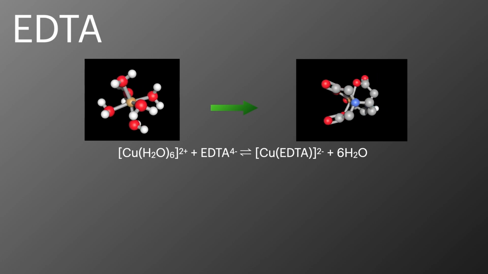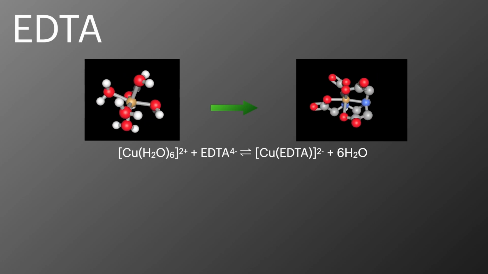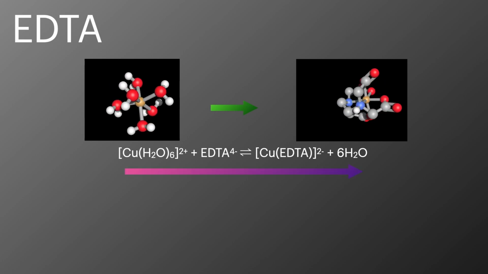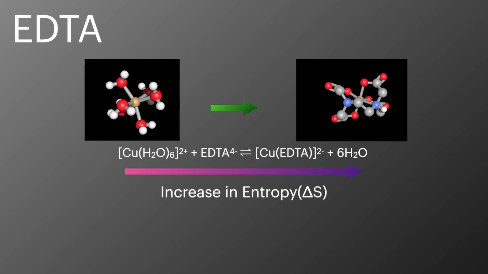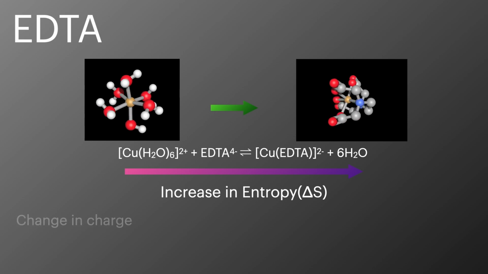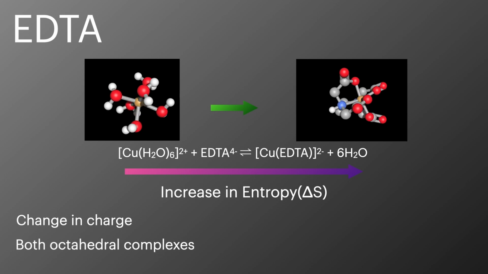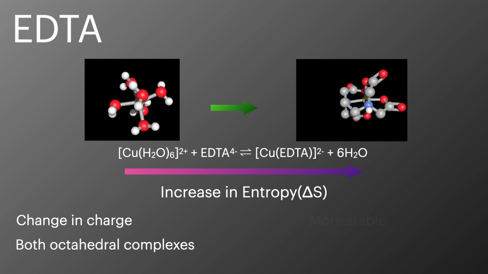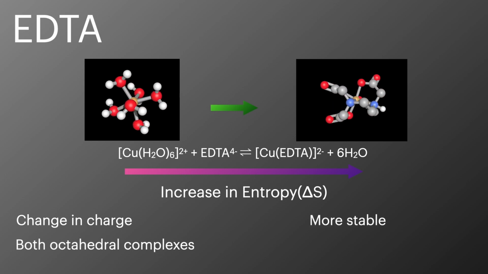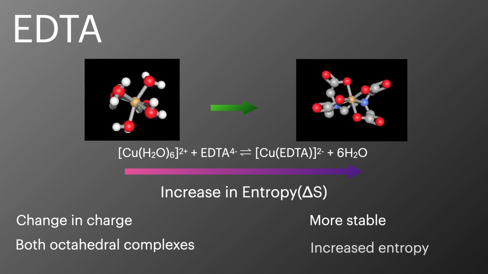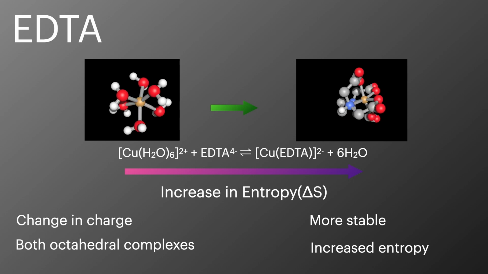If we look at this example then where we take copper surrounded by 6 water ligands and replace that with 1 EDTA molecule, we can see we've gone from 2 molecules on the left hand side to 7 molecules on the right hand side. This is a significant increase in entropy. What does happen in this process is we change the charge on the overall complex. Both these shapes are octahedral as they both have 6 coordinate bonds. There's a much more stable complex formed on the right hand side with the copper in the EDTA because of that massive increase in entropy.